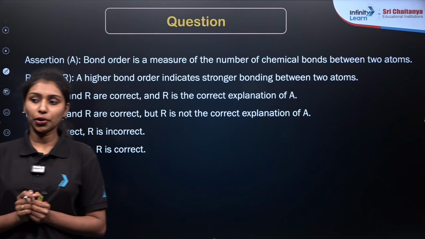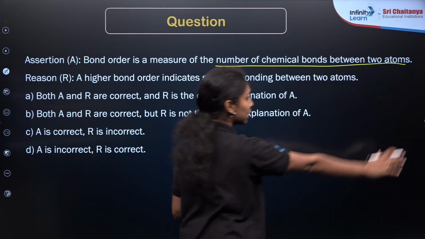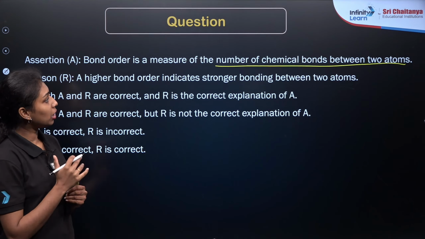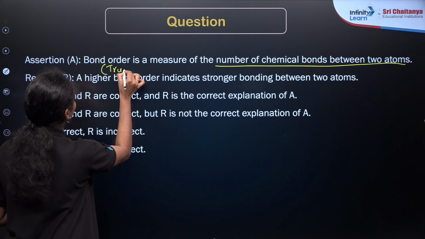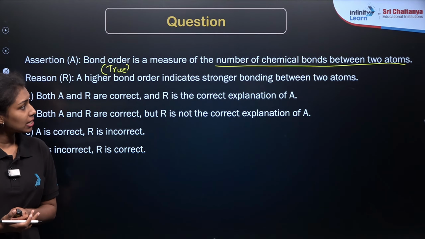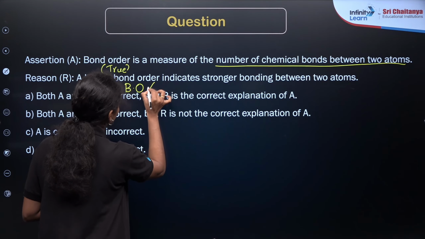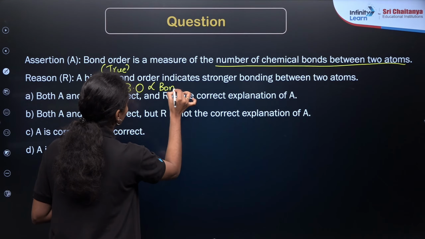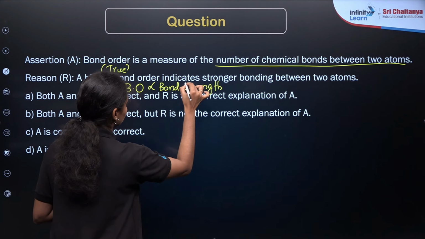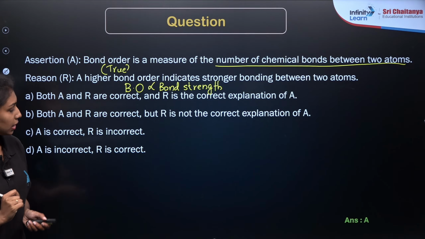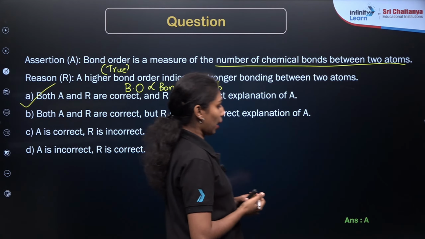So while discussing bond order, I have already mentioned it is the measure of the number of chemical bonds formed between two atoms in a molecule. Especially in the case of a diatomic molecule, it will be the number of bonds between two atoms. So obviously the assertion is true, right? Then what about the reason? A higher bond order indicates stronger bonding between the two atoms, which means that bond order is directly proportional to the bond strength. So again option A is the correct answer. Both A and R are correct and R is the correct explanation of A. Okay.